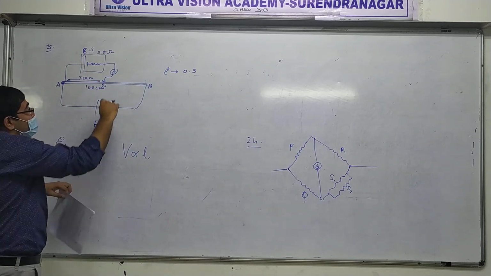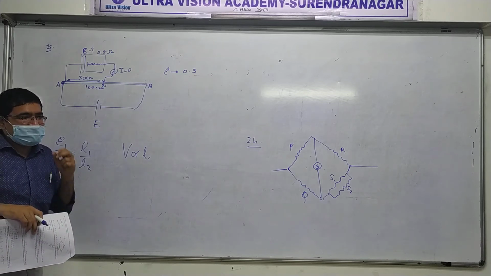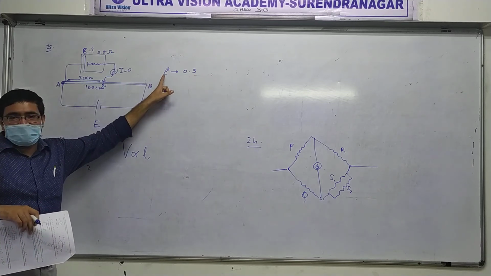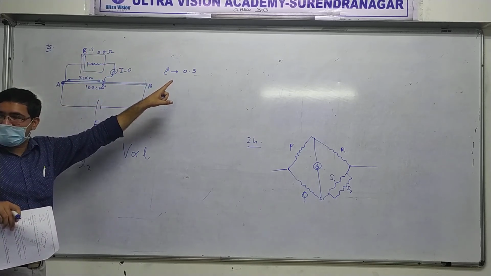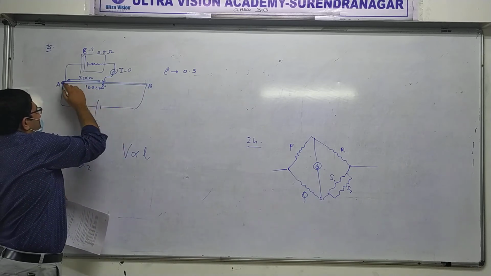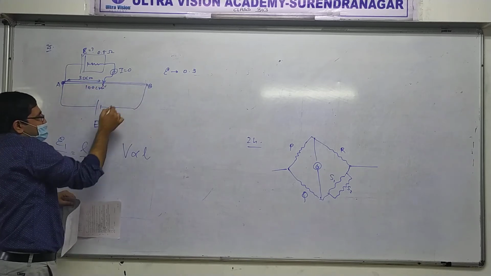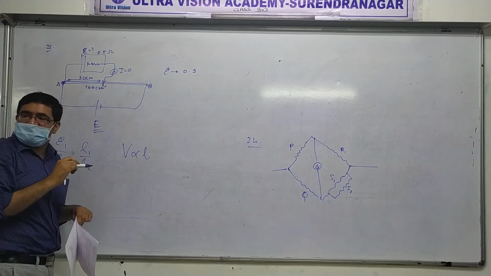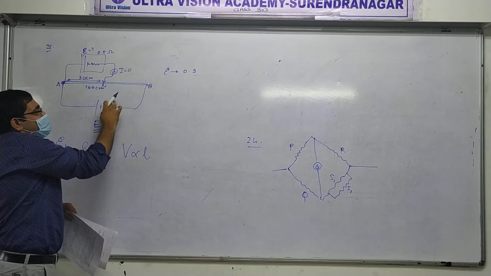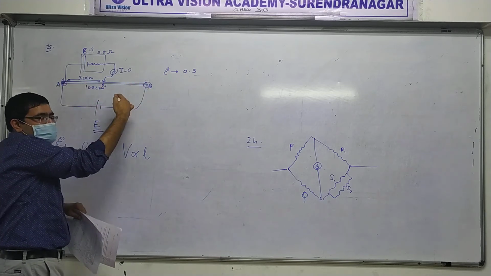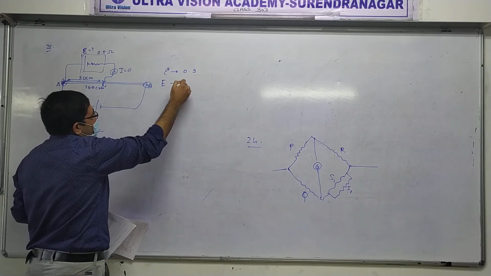Why so? Because this is the null point. Epsilon, meaning the EMF of this cell, is proportional to this length. Got that? Then, what about the total length AB? What is the potential difference across the total length AB? Isn't it E? Yes, E is connected between A and B. So the voltage of A and B is E. That's why E corresponds to 100 centimeter.